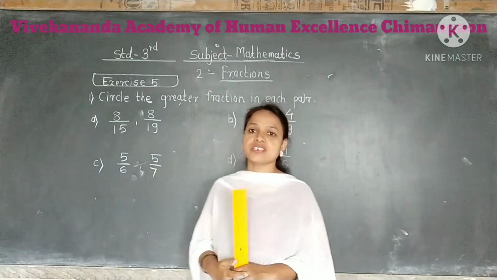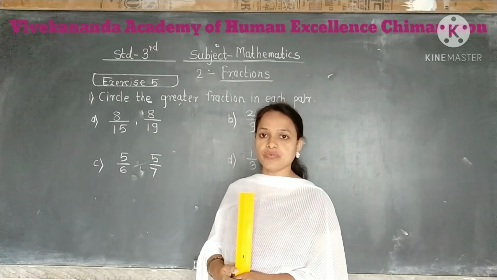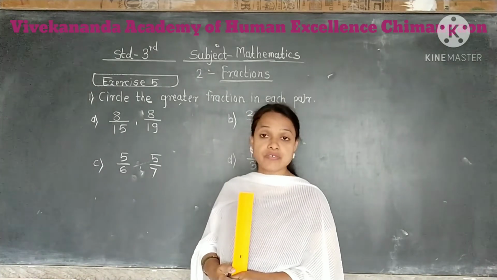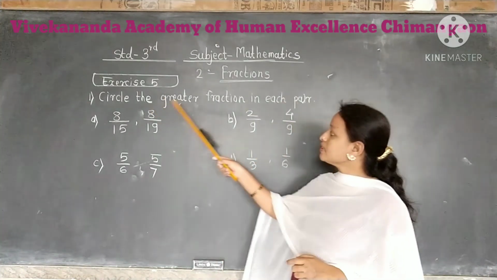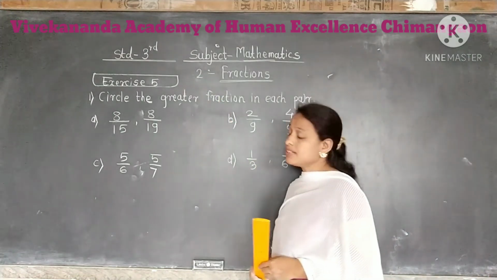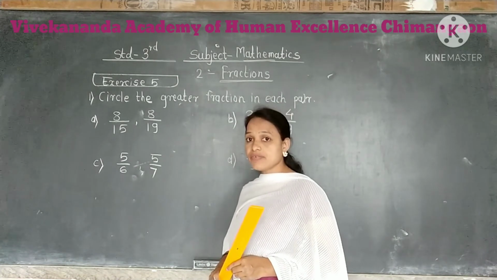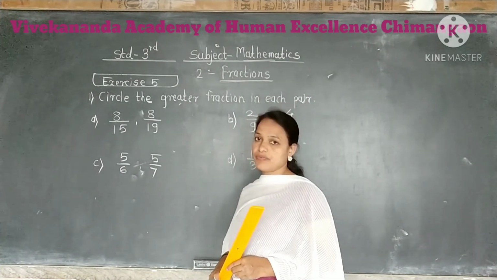Hi students, now we will solve exercise 5 of lesson number 2, fraction. So let's see the first question. Circle the greater fraction in each pair. Here we have to identify the greater fraction in the given fractions.